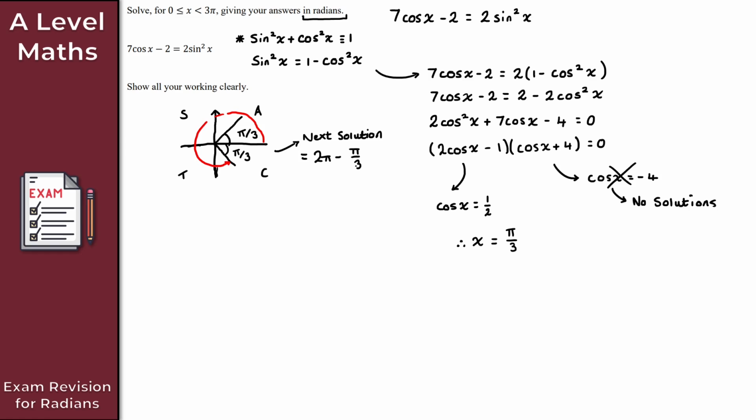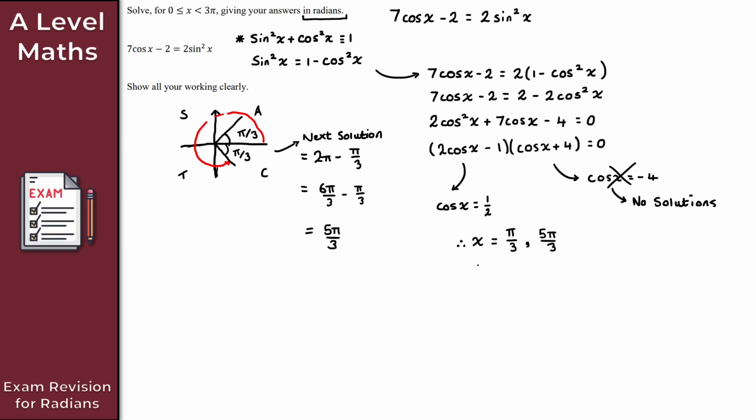So 2 pi minus pi over 3, you can just use the calculator or get this over a common denominator. So that would be 6 pi over 3 minus pi over 3 there, which would give us 5 pi over 3. Okay, so we get 5 pi over 3 there. So that gives us the next solution here. So 5 pi over 3.